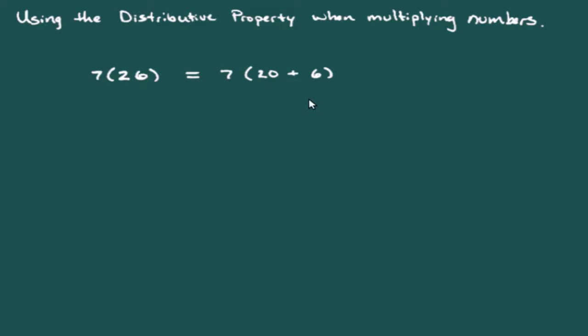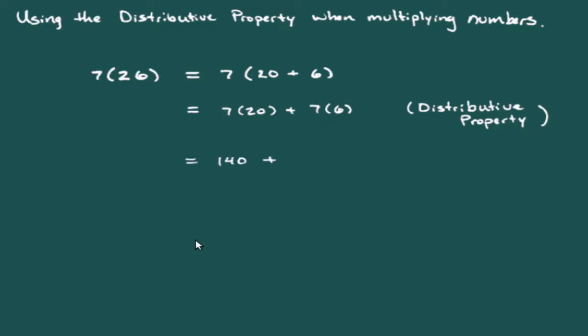And so what the distributive property then tells us is that this is going to be exactly the same thing as if we did 7 times 20 and then 7 times 6. Now 7 times 20 is a little easier for us to do in our head. We know 7 times 2 is just going to be 14, and so 7 times 20 is just going to be 140. 7 times 6 gives us 42.